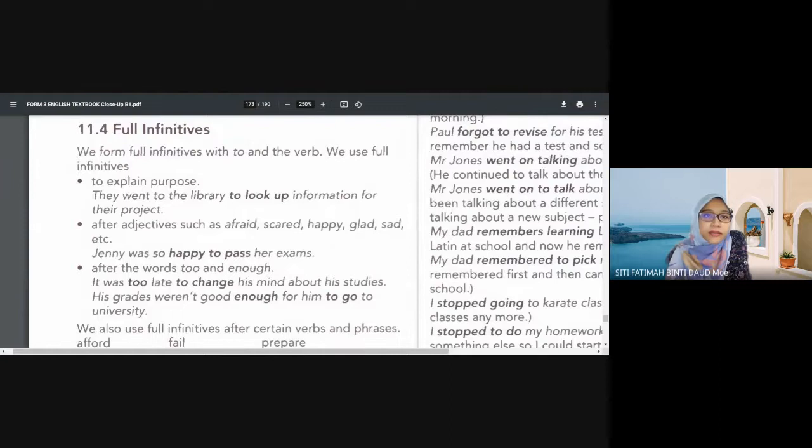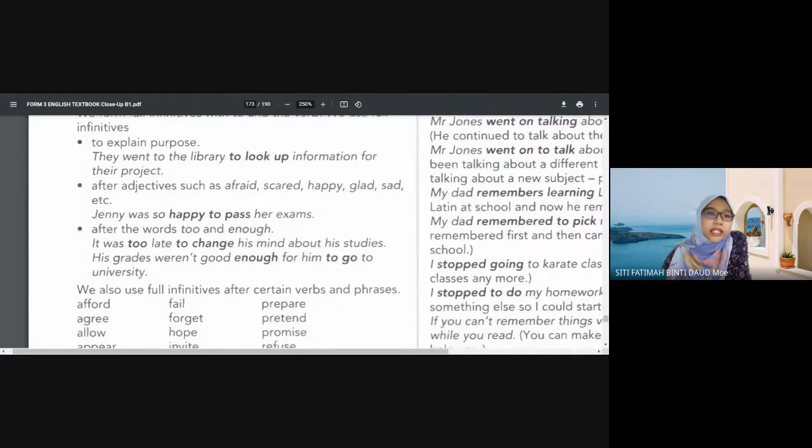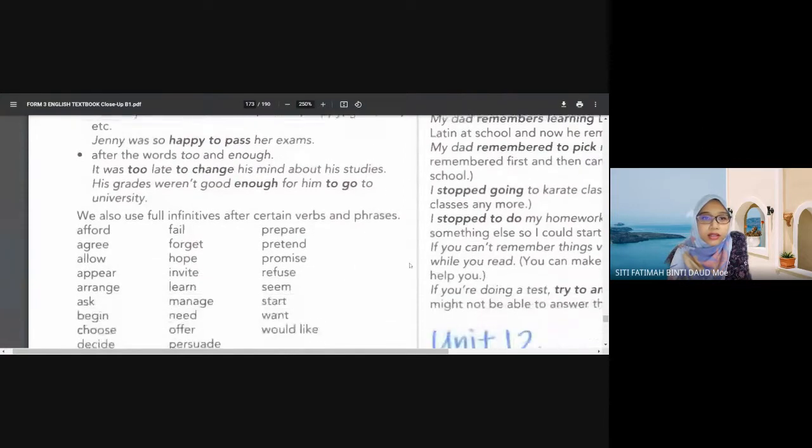Okay. Next, after adjectives such as afraid, scared, happy, glad, sad: Jenny was so happy to pass her exams. After the words too and enough: it was too late to change his mind about his studies. Good enough for him to go to university. Okay, after the words too late, good enough to go, too late to change, too late to do this. Okay, not enough to do this.